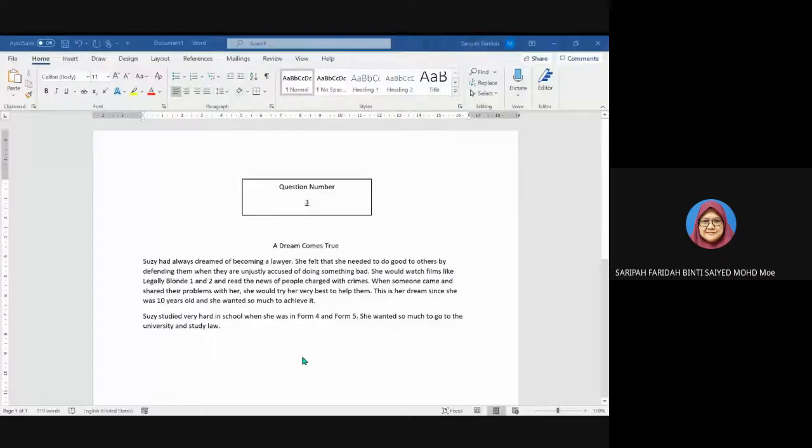Oh, sorry. Now let me share the essay balik semula. Okay, what to write? Susie studied very hard in school when she was in Form 4 and Form 5. She wanted so much to go to the university and study law. And then what else?